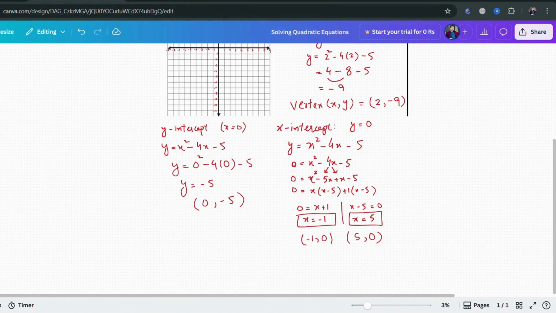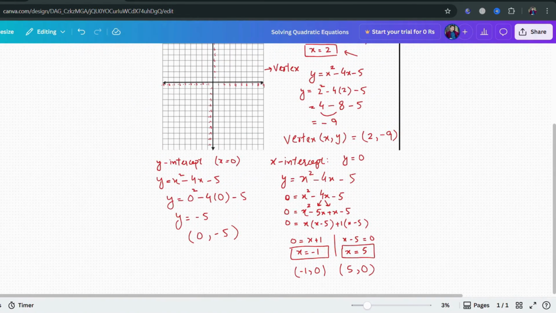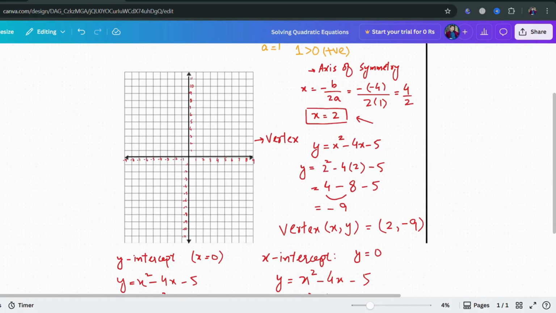I have the vertex now, I have the x-intercepts, and I have the axis of symmetry. So the first thing that I will do is draw the axis of symmetry over here, which is x equals 2.